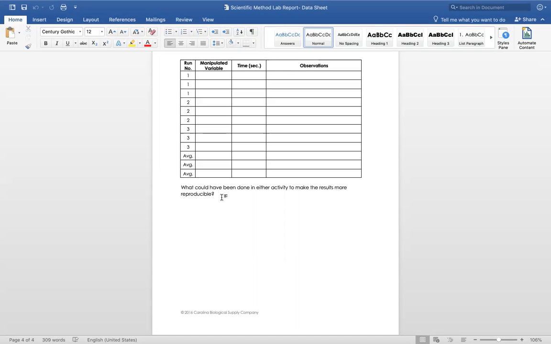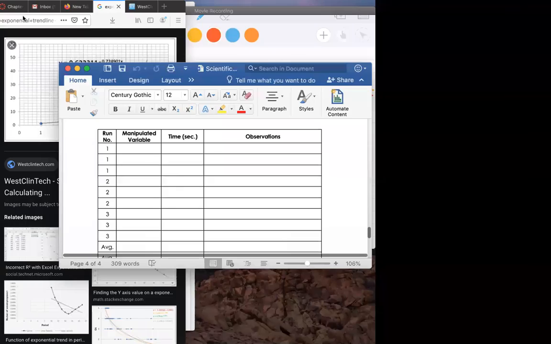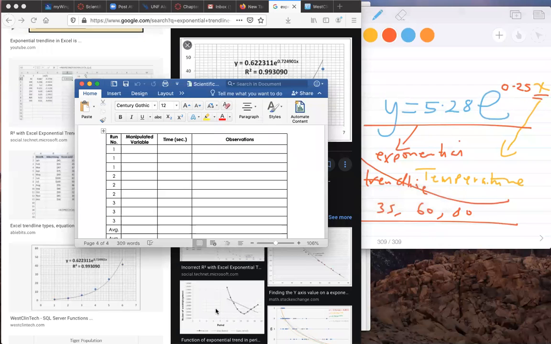For example, I can look at the room temperature alone: what could have been done to improve the closeness so that you get the same time, all the time? That means if it is taking 20 seconds, what could you have done to get the same results over and over? You can come up with a suggestion on that. It's just a critical thinking question, which I think upon completing the exercise will be much easier.